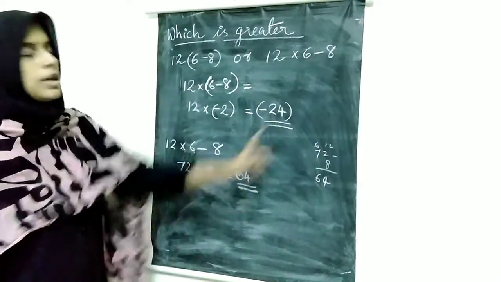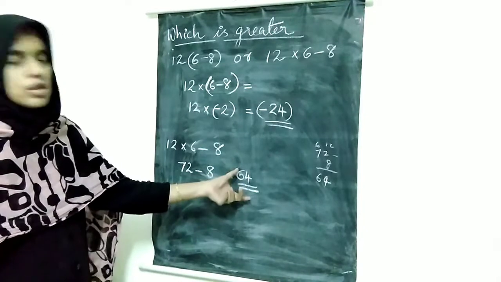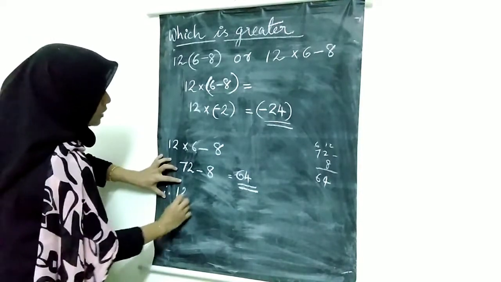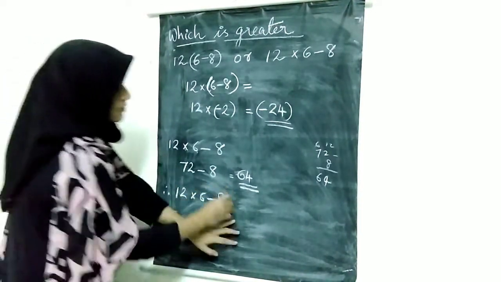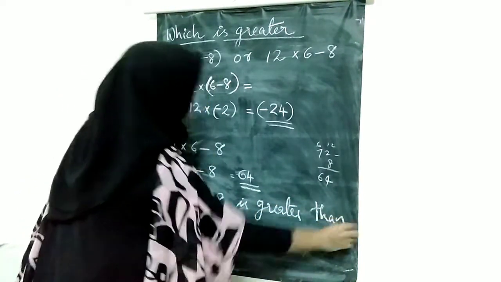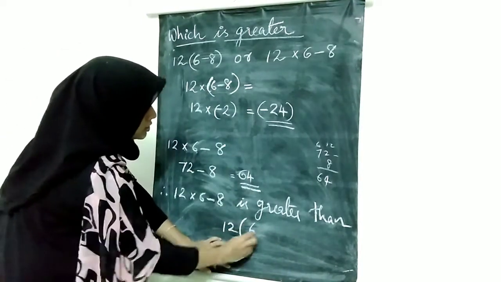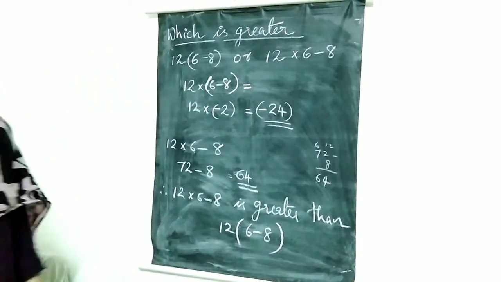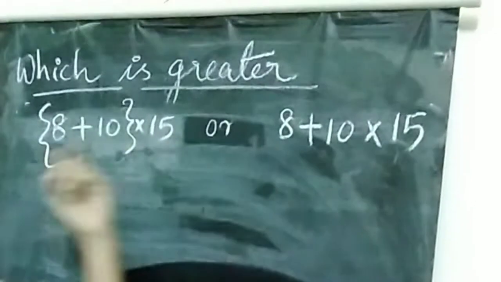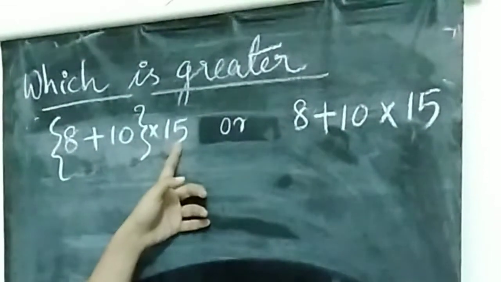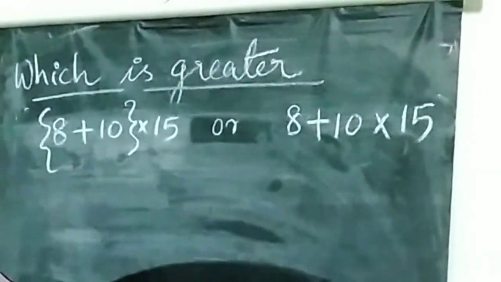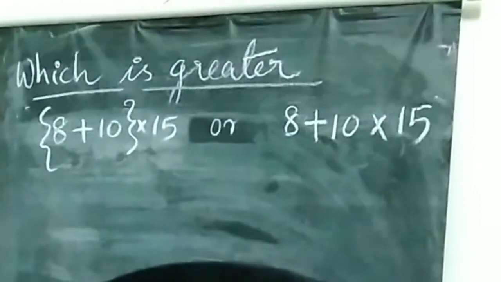So, 64 and minus 24, which is greater? 64 is greater. Therefore, we can write the conclusion as 12 into 6 minus 8 is greater than 12 into 6 minus 8. Clear, children? So, write down. Write this question as homework. 8 plus 10 into 15 or 8 plus 10 into 15. Which is greater? This question also you can do it as homework.